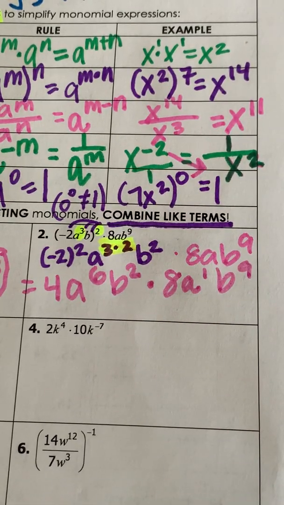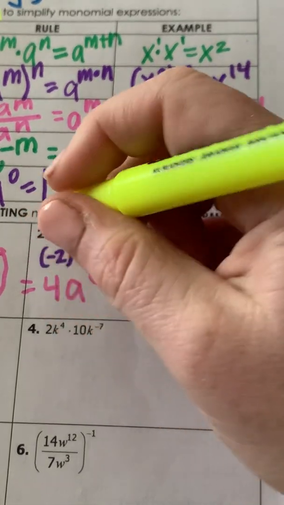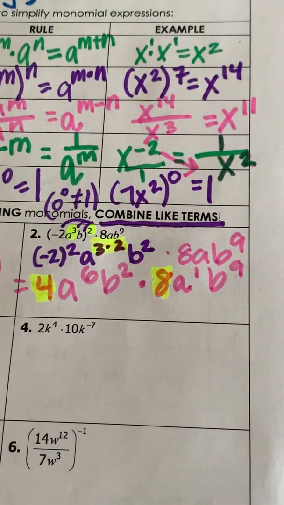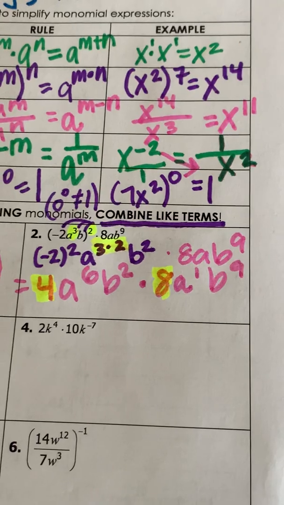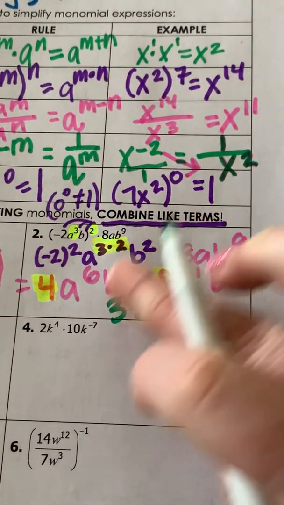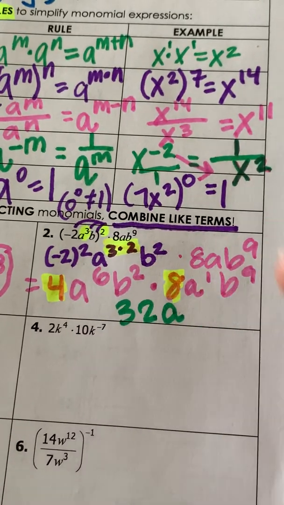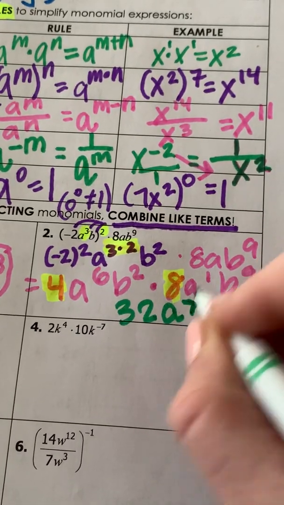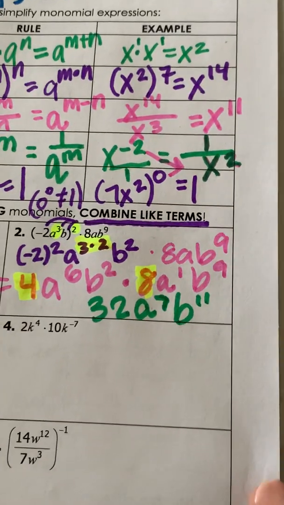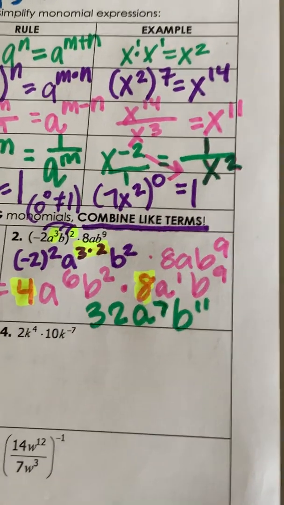Okay, now this looks like what we just had before. I'm going to do 4 times 8, and then I'm going to add the exponents of the like terms. So 4 times 8 gives me 32. For my a's, I had 6 over here plus 1 over there, 7. B to the 2 plus 9, 11. Okay? All right.